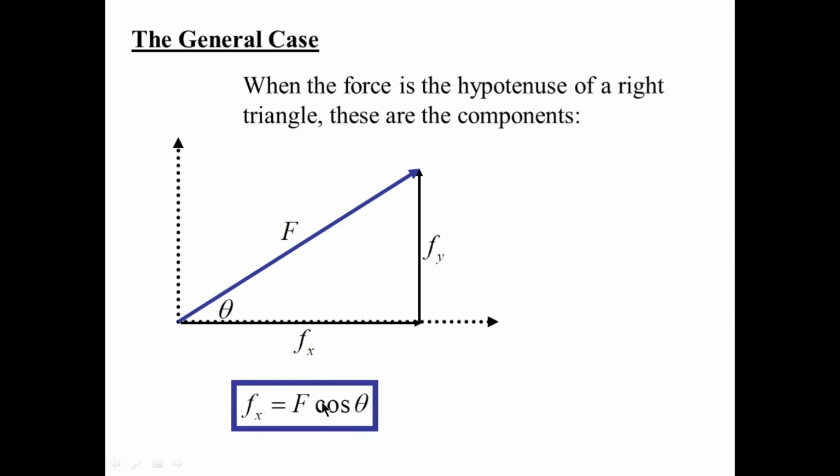So the force in the x direction is big F times the cosine of theta. Why cos? Because this is adjacent to theta, so adjacent over hypotenuse. While this one, the force in the y direction, will be the force times the sine of theta, because it's the opposite side. A good little diagram to remember. It comes up a lot. Do you want this? Force times cos theta. Did you want this? Force times sine theta.